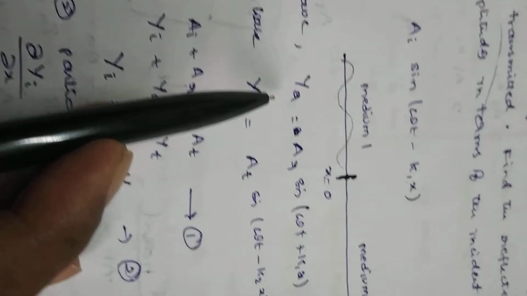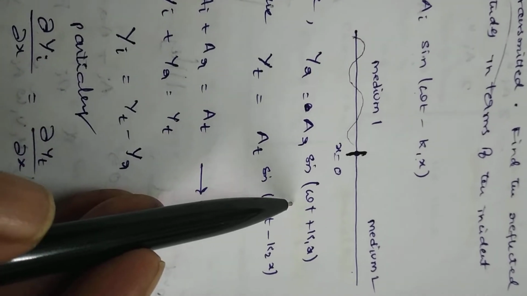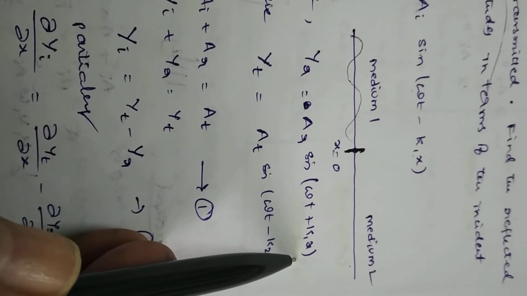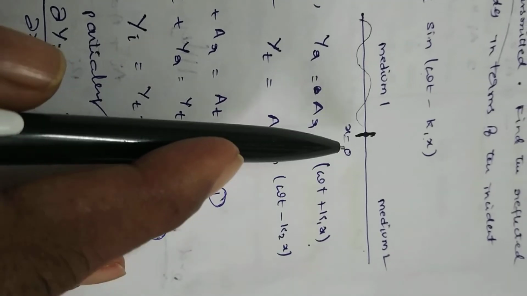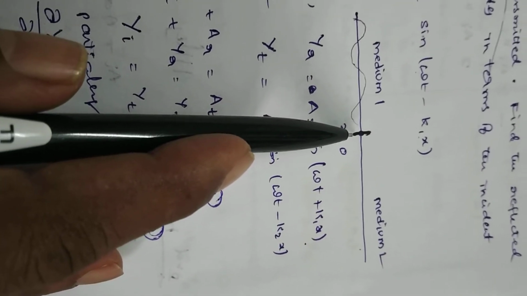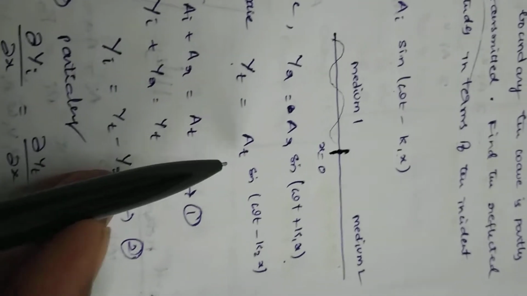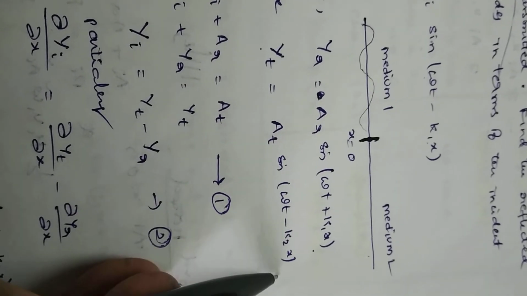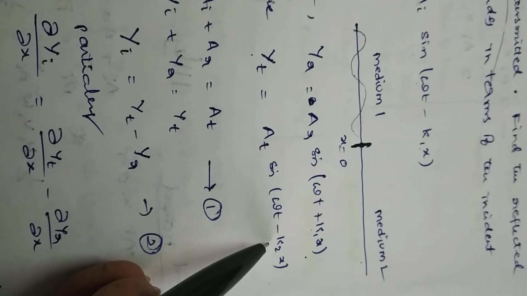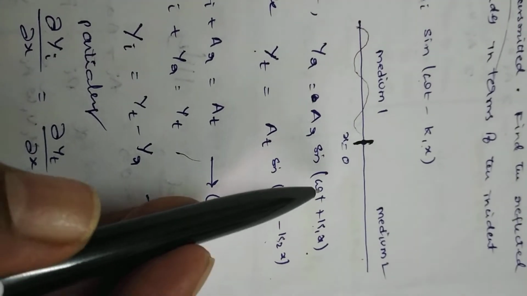It is given that the wave is traveling to the right from region x less than or equal to 0. That means the wave is traveling from the first medium into the second medium. So for the reflected wave, yr = Ar sin(ωt + k1x), as for a free boundary. And for the transmitted wave, yt = At sin(ωt − k2x), where k1 and k2 are the propagation constants in the two media, but omega remains constant.